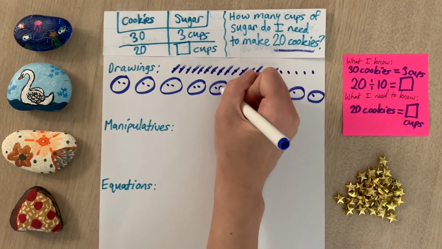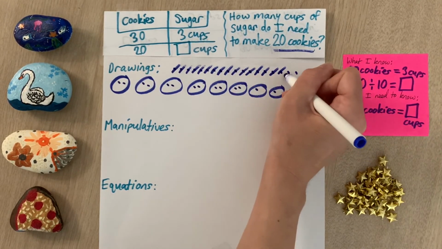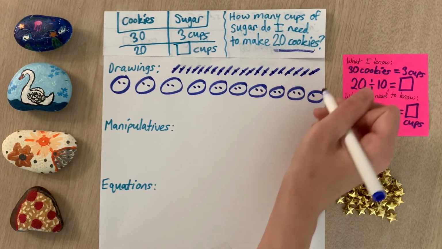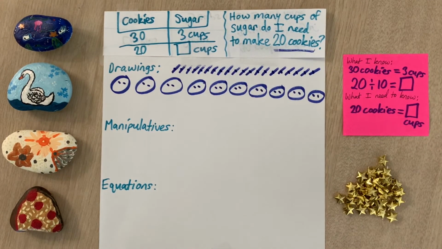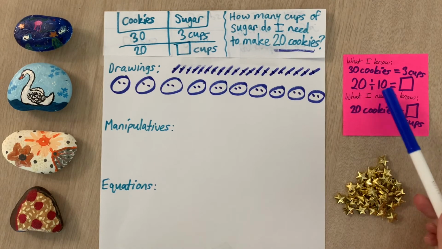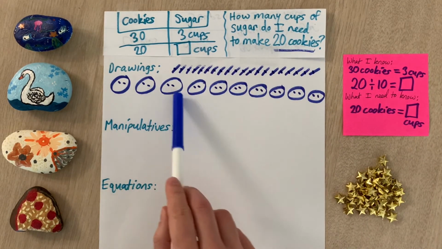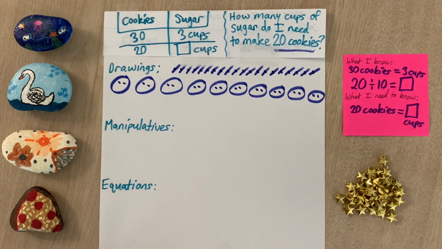Remember that each group has to have an equal number of dots. That's what equal groups means. Okay, so after you're all done with that, this is to solve for 20 divided by 10 equals. So 20 dots divided into 10 groups, all of these, is going to have how many cups in each, like how many cups of sugar that is needed.